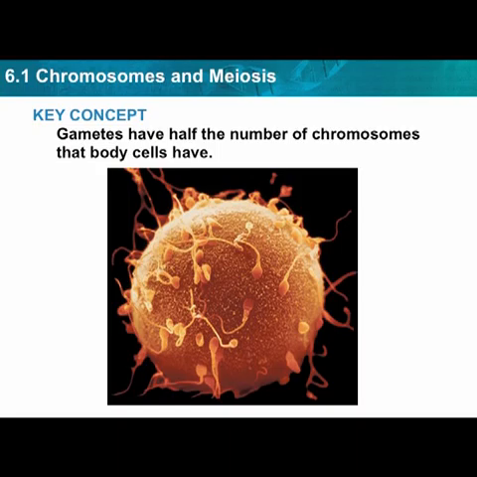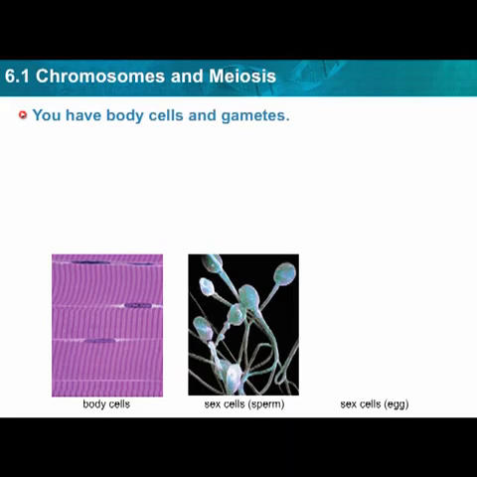Here's a picture of an egg cell being surrounded by sperm cells. You have body cells and gametes. Body cells are muscles, nerves, just about all the cells in your body, except for the cells that you create from an ovary or from a testis. We have the sperm cells and egg cells. Body cells are also called somatic cells.